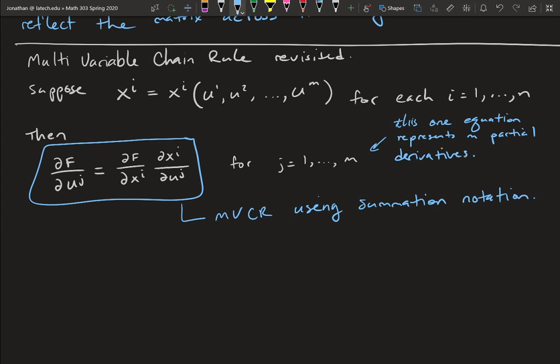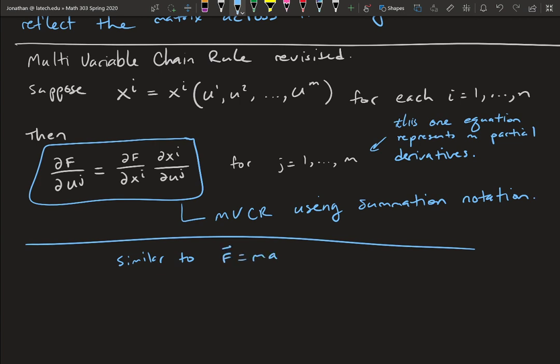Which is pretty powerful. It's kind of like the equation f equals ma. So similar to f equals ma, well, in tensor notation, or our notation, we'd say fi equals mai. It's really three equations in one. So kind of the same thing here. This multivariable chain rule using summation notation really is just like m equations in one equation.